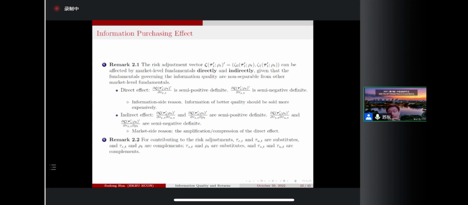So the IP effect, I'm going to say that is zero and Z1. And there is direct and indirect effect. And the direct effect is about the information side, the tau epsilon and the tau s. And if the first derivative is semi-positive definite, or the second derivative is semi-negative definite. So this is the direct effect, but we have an indirect effect. It's about the market side, through the tau u and the rho, because it's not about the information per se. So it's just like an amplification or compression of the direct effect, because it is working through the information specific parameters that we can see from the cross derivatives.